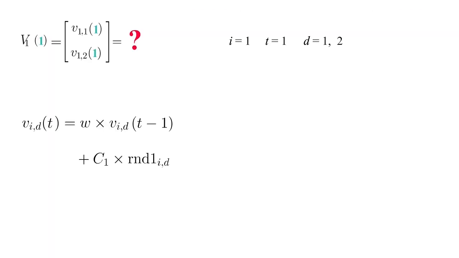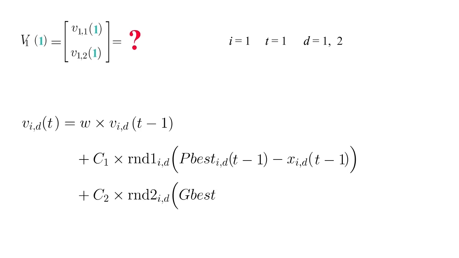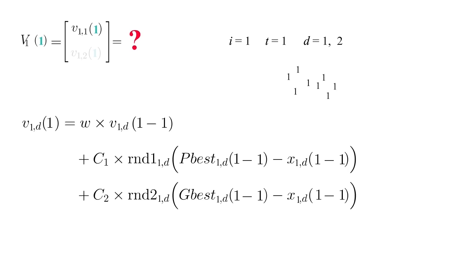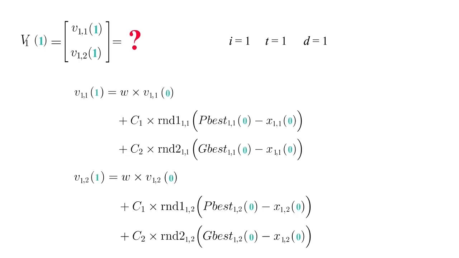The velocity of each particle is updated using the following general equation. We can see that the velocity update equation combines the particle's previous velocity with influences from both its personal best and the global best positions. We customize it for the first particle in the first iteration and for both dimensions. Let's take a look at what this formula reveals.